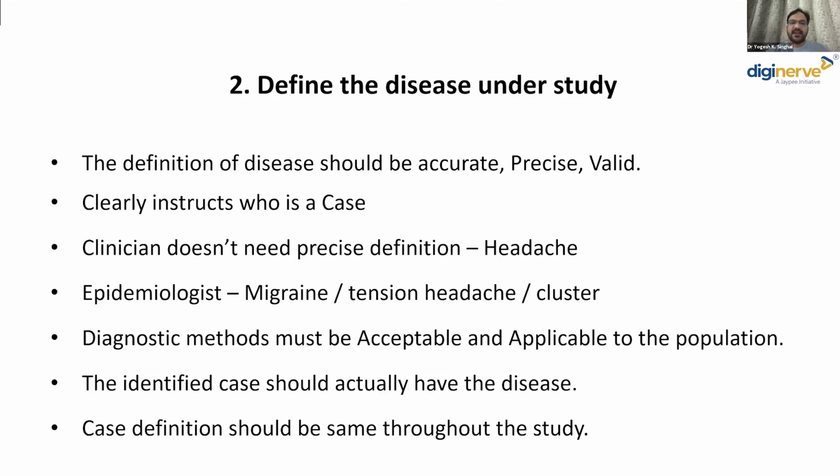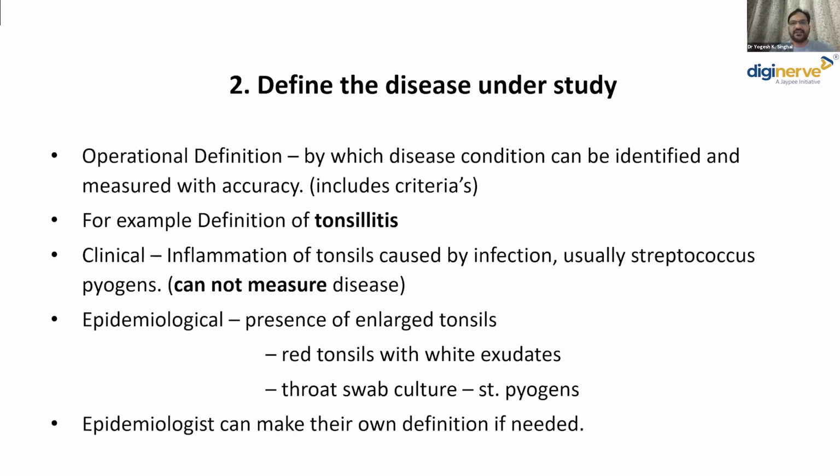Okay, then identified cases should actually have the disease. Whichever cases we have identified, they should actually have the disease. The case definition should be the same throughout the study. It is simple: we should not change the case definition, otherwise our case scenario will change. Then an operational definition should be there, by which the disease condition can be identified and by which we can measure the disease.